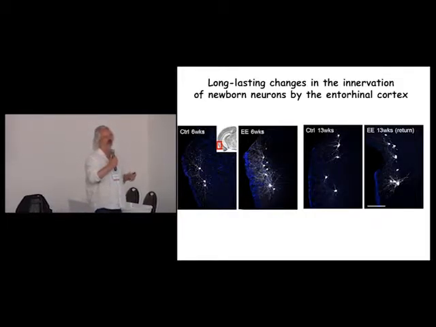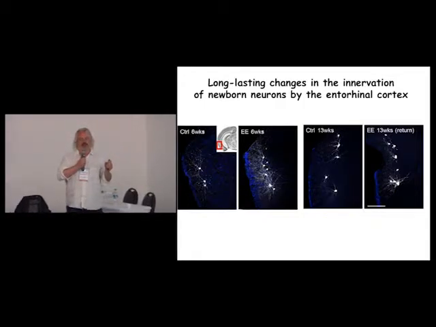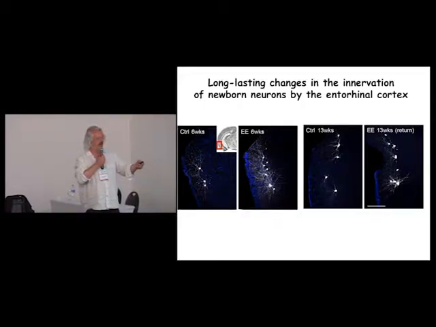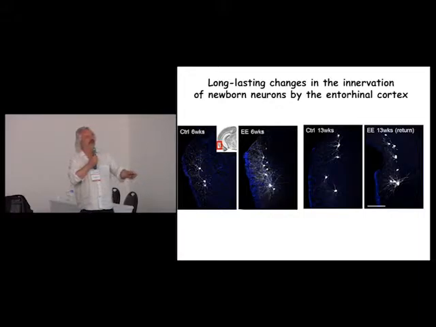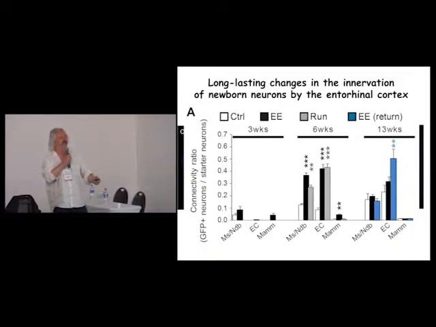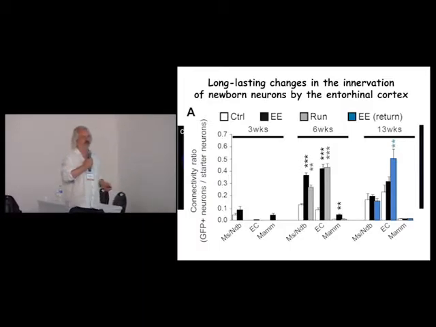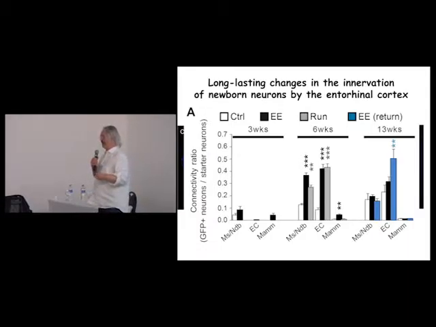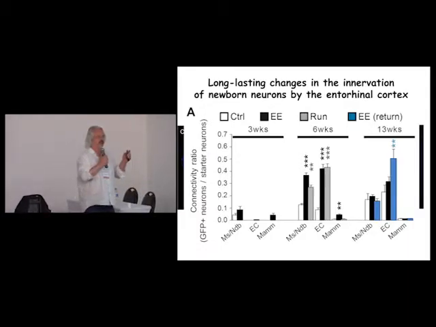For time reasons, I will not go into the detail of this, but many of the connections are not stable if you put the mice back into the impoverished environment. But the connections from the entorhinal cortex remain stable even after return to the control housing, and this is shown here in the quantification. So even if you put the mice back under control conditions, they reach the same level as in the enriched environment, and running can also increase these connections. So this shows that the connections can be differentially affected by experience, and there's a critical time window during which this is particularly prominent.